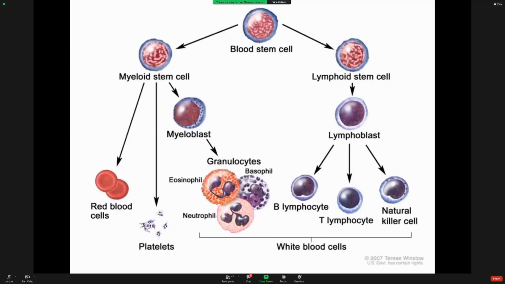Again, this is the blood stem cells. We finish red blood cell morphology. We will go to the white blood cell morphology. Start with the blood stem cells. We have myeloid lineage or lymphoid lineage. Lymphoid usually gives us lymphocytes.